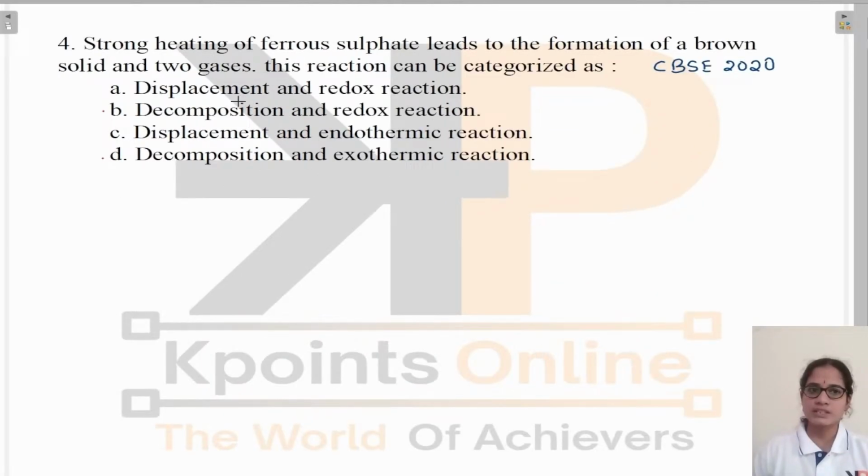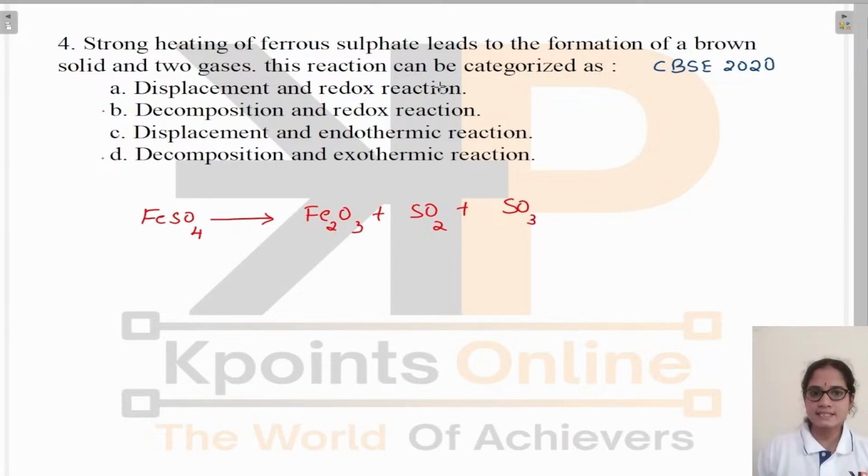Then our next question: strong heating of ferrous sulfate leads to the formation of a brown solid and two gases. This reaction can be categorized as? First let us write the reaction so that we will be able to solve this. Ferrous sulfate, FeSO4, when heated, forms ferric oxide plus sulfur dioxide and sulfur trioxide. Clearly, this is a decomposition reaction as a single compound is broken down into different products.